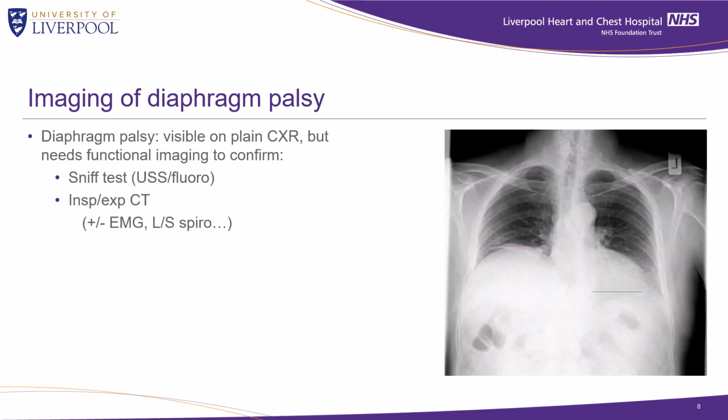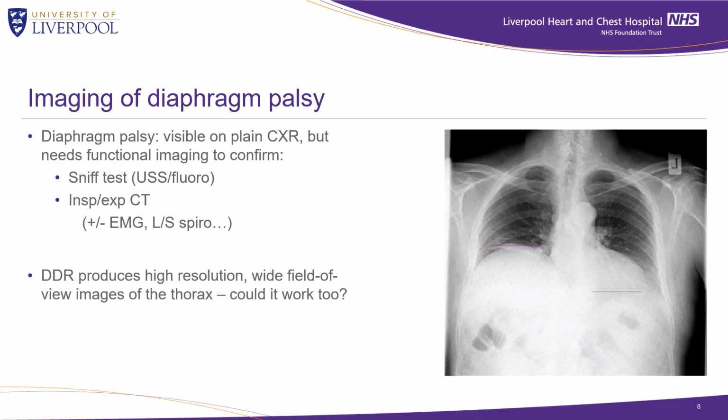So the first and obvious use of DDR is as an advanced fluoroscope to look at moving structures such as the diaphragm. Damage to the muscle or innervation of the diaphragm can lead to paralysis, and functional imaging is needed to differentiate between a raised diaphragm due to other causes. This is usually done by performing a sniff and deep breath during fluoroscopy or ultrasound, augmented by other tests of innervation or respiratory function. DDR seemed to us an obvious choice for doing this, as it produces high-resolution, wide field of view images of the thorax in motion.